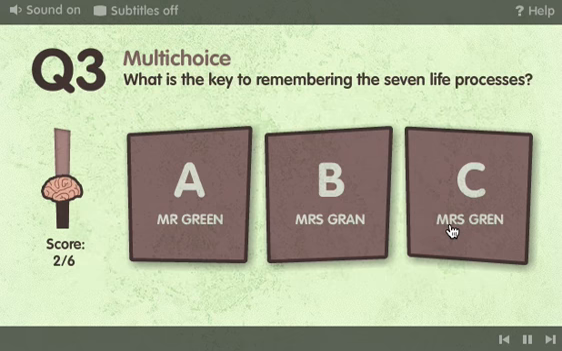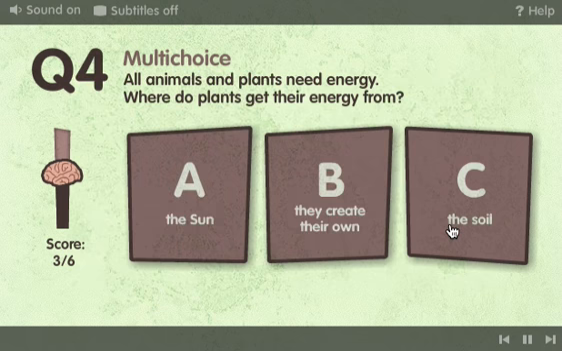Question 3. What is the key to remembering the 7 life processes? A. Mr. Green. B. Mrs. Gran. C. Mrs. Gren. Question 4. All animals and plants need energy. Where do plants get their energy from? A. The sun. B. They create their own. C. The soil.